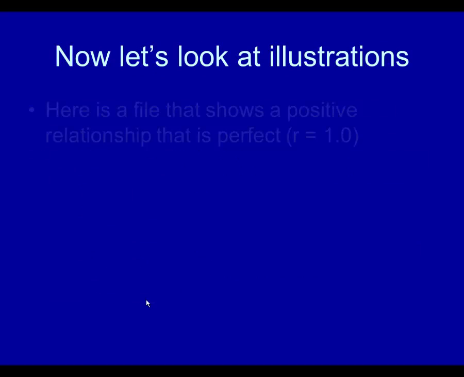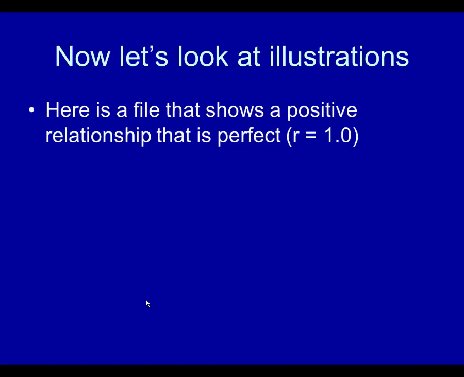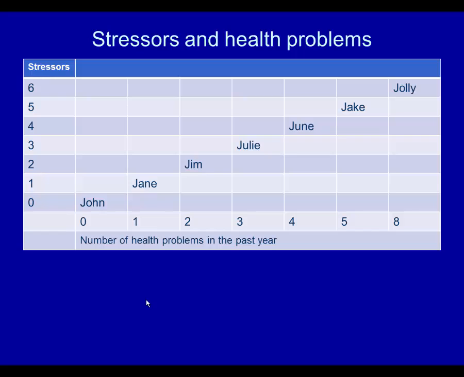Now let's look at some illustrations. Here is a file that shows a positive relationship that is perfect. Let's look at this data. Stressors and health problems. On the left side, you see over here, number of stressors. 0 stressors, 1, 2, 3.